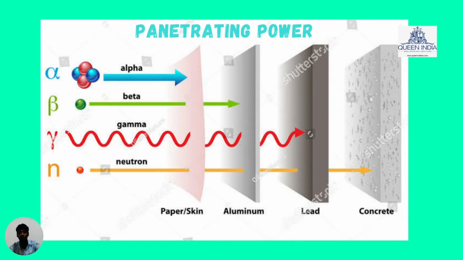Alpha radiation only penetrates paper and skin. Beta is more advanced, penetrating aluminum material. Gamma ray will penetrate lead and any type of material except thick concrete. Neutron radiation has the most penetrating power of all materials. In radiographic testing, we must use X-ray and gamma ray.